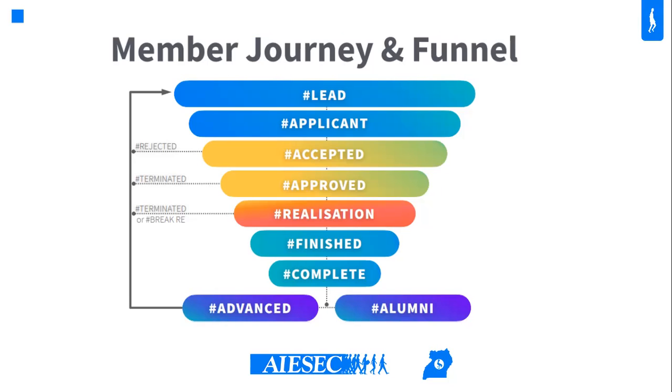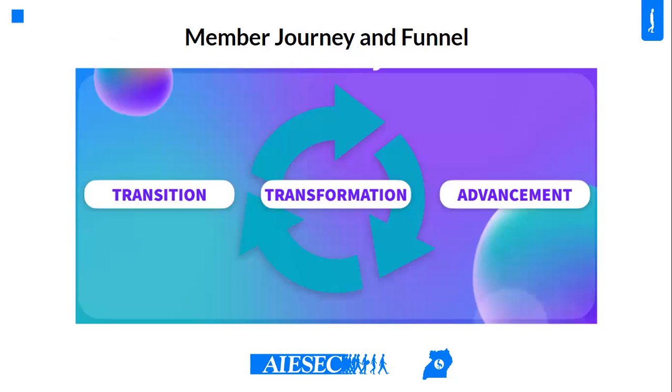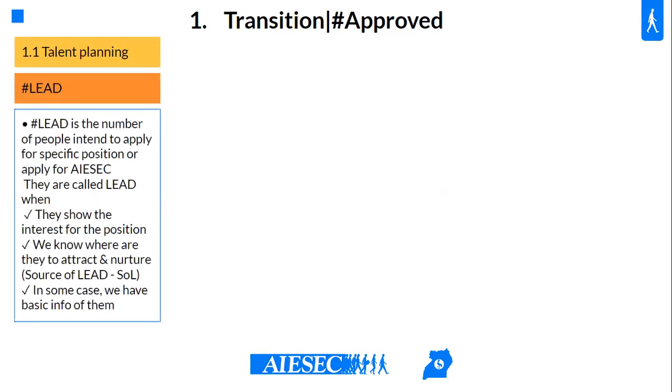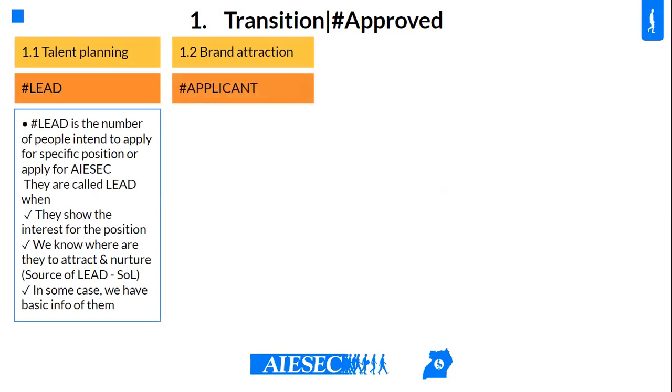So here is the member funnel, but here is the member journey, right? It's divided into 3 parts. First is transition, then transformation, then advancement. In short, you can use the TTA just as a reminder. So what does transition involve? The first stage of transition says transition and then hashtag approved. What does that exactly mean? We'll go through that and see.